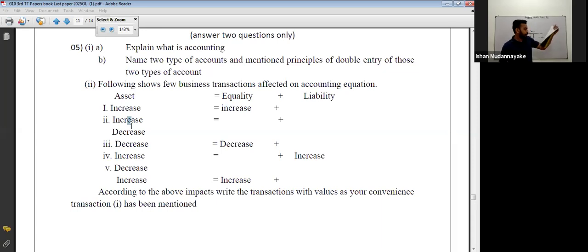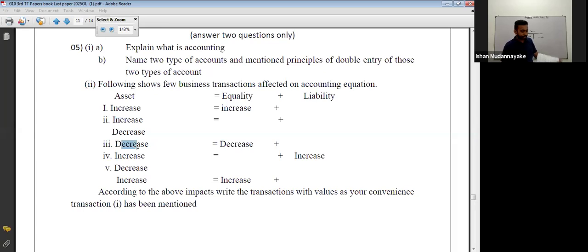Problem number 2. Increase asset, decrease asset. What is that? Purchase 20,000 stocks on cash basis, then decrease cash. Received cash from debtors, received 15,000 from debtors. Then debtor asset decreases, cash asset increases. Correct.